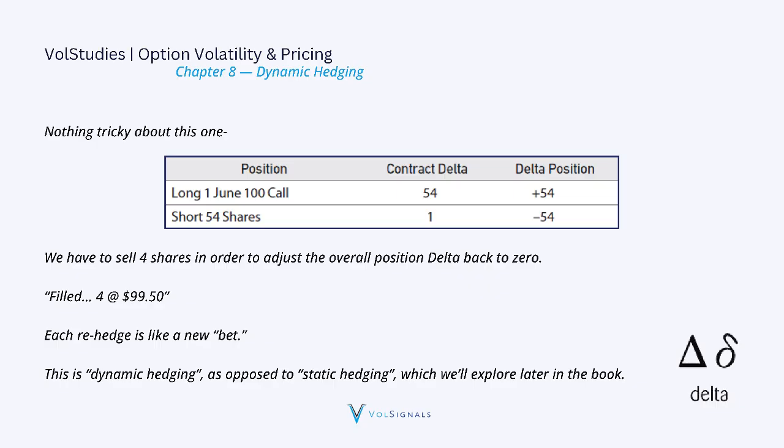Now, for a market maker, you're going to be dynamically hedging. You need to rebalance your hedge frequently to eliminate that market exposure as it appears, and doing this is like creating new bets within the bet.